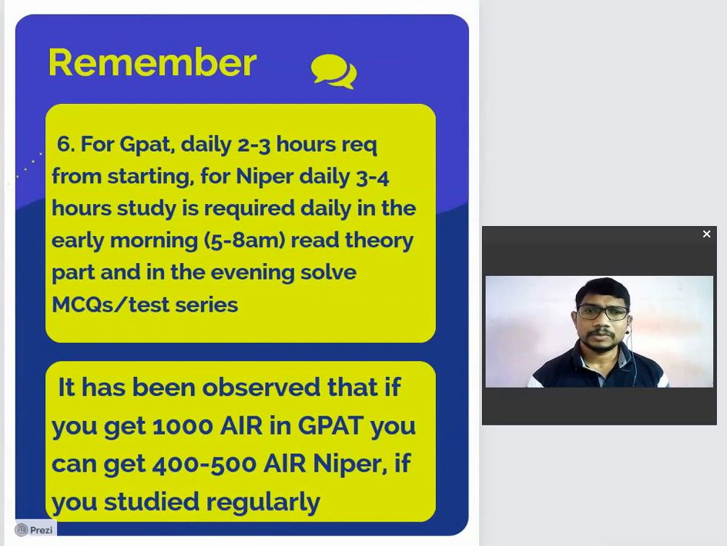For the GPAT exam, you have to study 2-3 hours daily, right from the beginning. And for NIPER, you have to study 3-4 hours in the remaining 2 months after GPAT. So 3 to 4 hours daily after GPAT is enough for your NIPER preparation. If you study regularly, your study is a continuation of the GPAT preparation. That is very good. 3 to 4 hours of daily study after GPAT is enough for NIPER preparation.